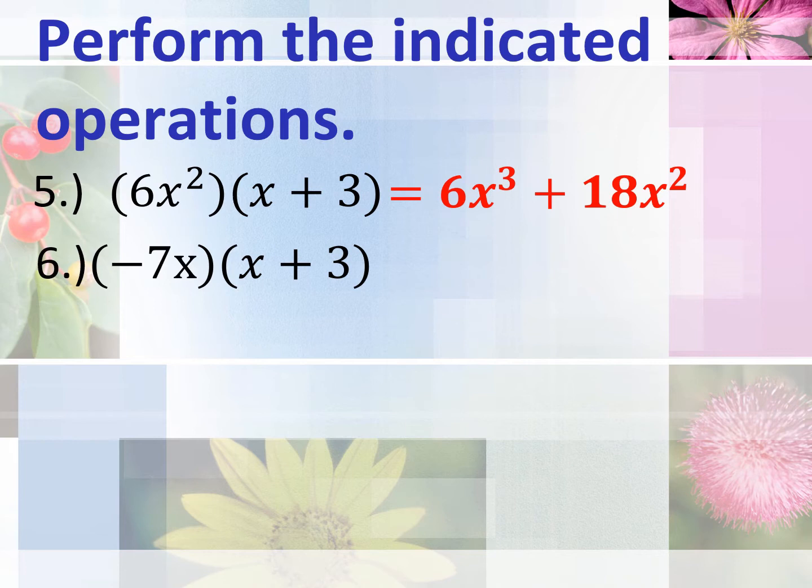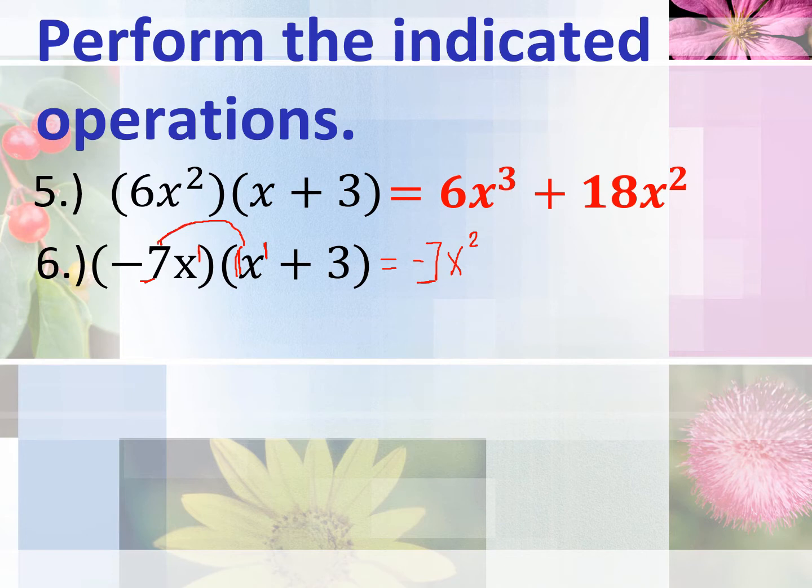Next, proceed tayo sa number 6 example. So, we have negative 7x times x plus 3. So, again, distributive ulit tayo. So, let's have negative 7x times x, that is equal to negative 7x squared. Dahil we have negative 7 times yung 1 na coefficient dito is negative 7. And then, we have x times x, that is equal to x squared dahil i-add natin yung kanilang exponent na 1 dito and dito rin na 1. Kaya 1 plus 1 is equal to 2.